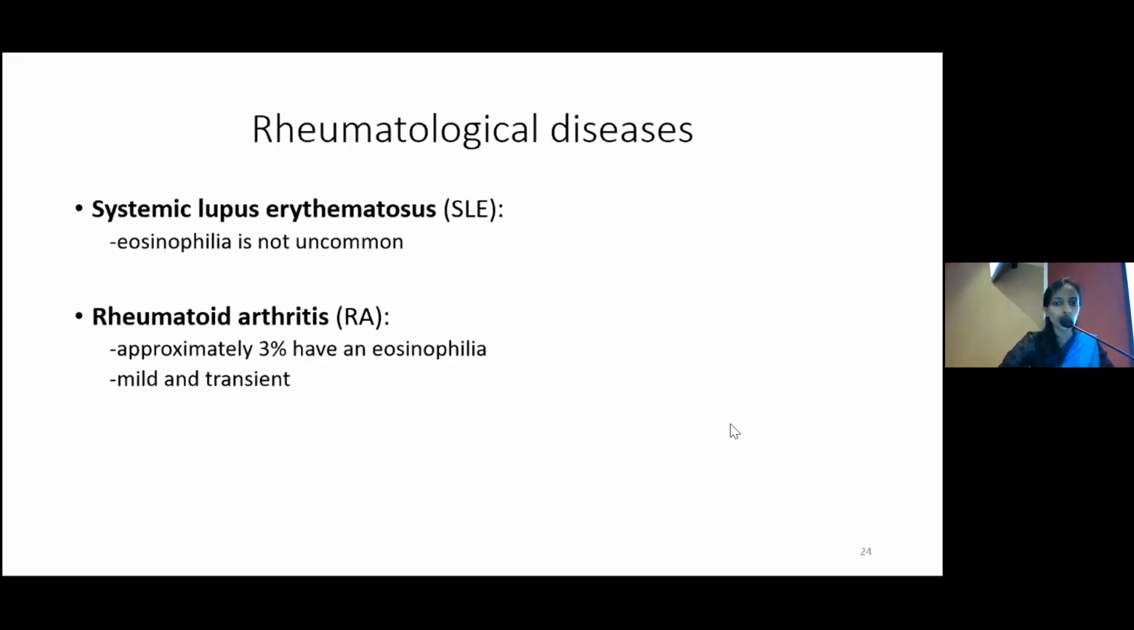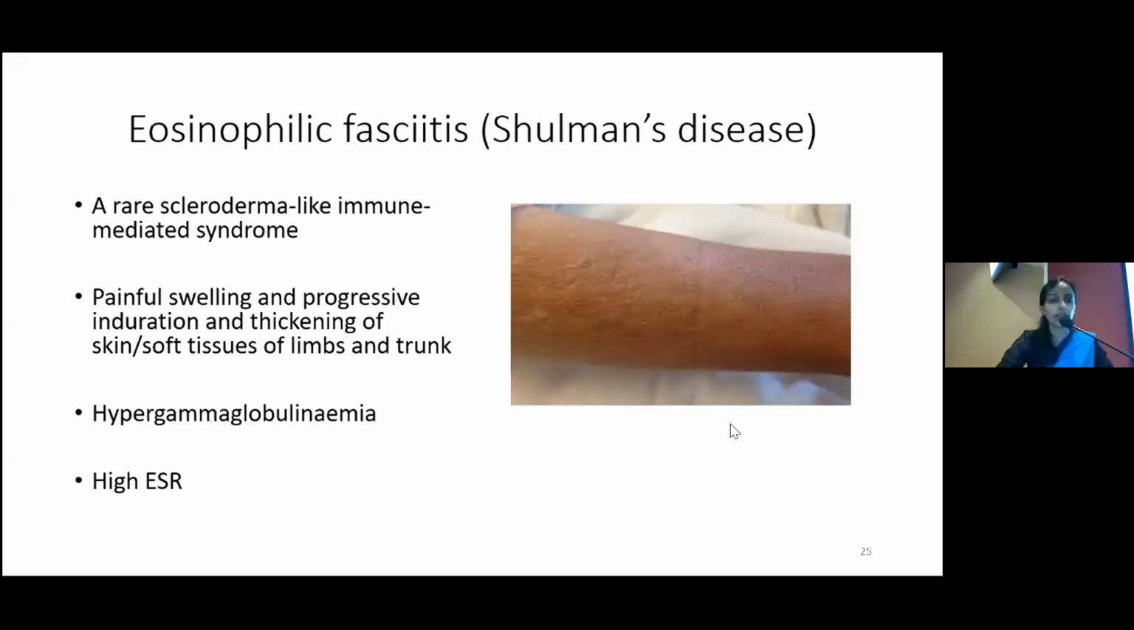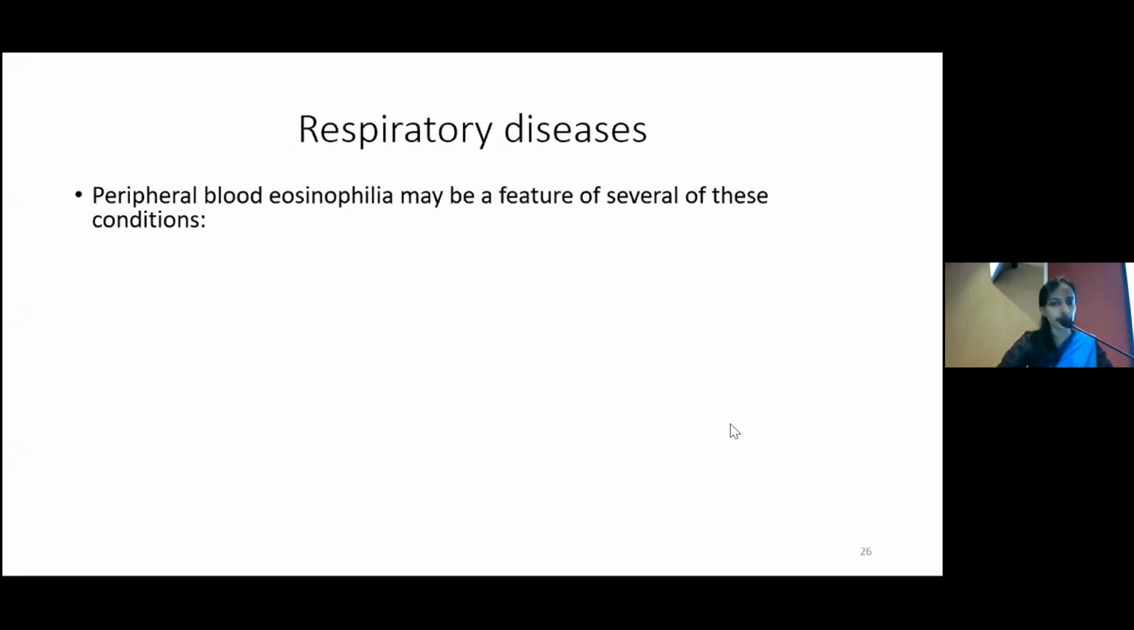There are three main rheumatological diseases associated with eosinophilia. First is systemic lupus erythematosus, where eosinophilia is not uncommon. Then 3% of patients with rheumatoid arthritis have eosinophilia. And there's another entity called eosinophilic fasciitis or Shulman's disease, which is a rare scleroderma-like immune-mediated syndrome where patients present with painful swelling and thickening of skin and soft tissues of the limb and trunk. So this is associated with hypergammaglobulinemia and high ESR.